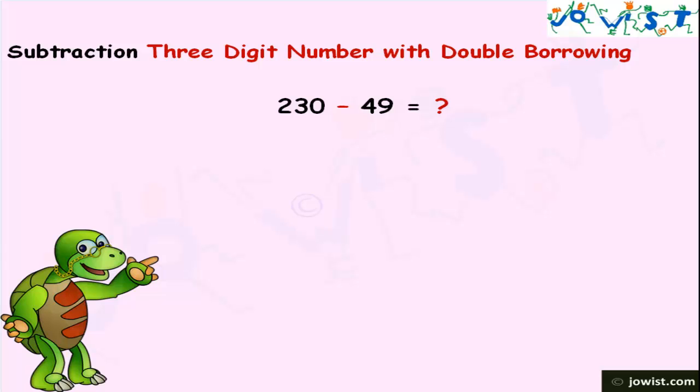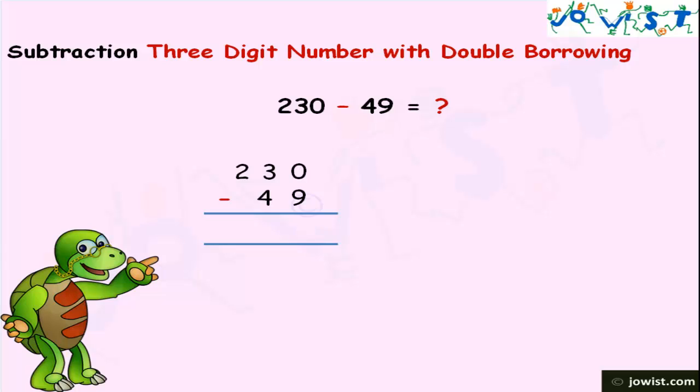Let's take an example of subtracting 49 from 230. First, we will arrange the numbers at appropriate places: ones below the ones, tens below the tens. As there is no value in the hundreds place in the number 49, we can add 0 or we can leave it as it is. Adding the minus sign, we will start subtracting from the rightmost numbers, the numbers in the ones place.